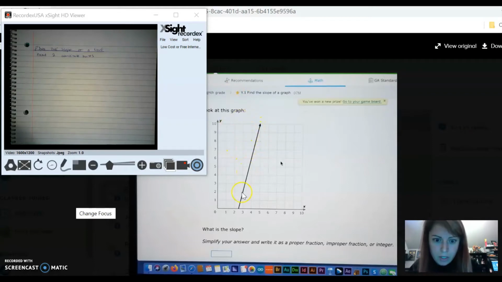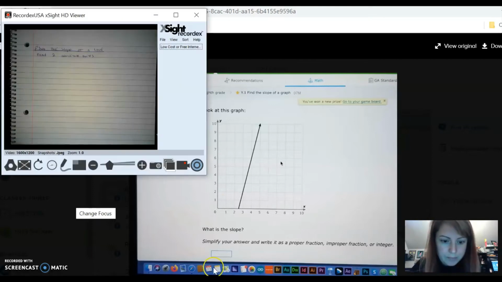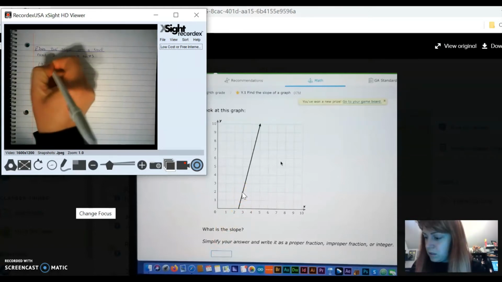So that's what I'm going to do here. I've got a line, and it's pretty steep. That means my slope's going to be pretty big. I'm going to look for a point. Now, when I say a point, I mean a grid mark. For example, see where my mouse is right here? That's not a point. That is somewhere between 2.5 and 1. But right there, my mouse is on an actual point. Let me pull this back up real quick. That coordinate point would be the point 3, 2.